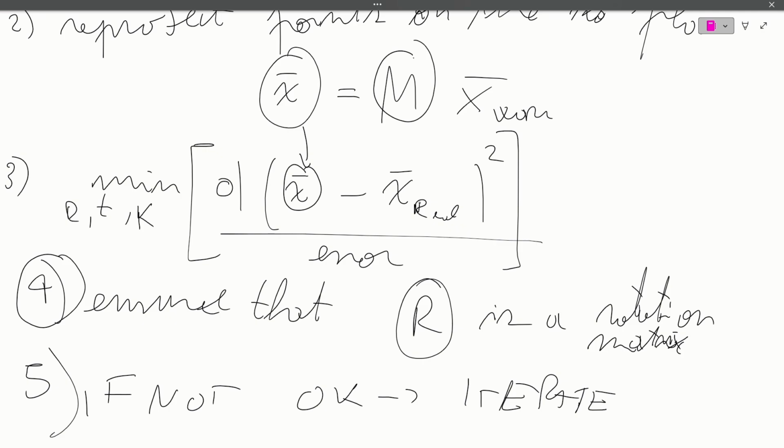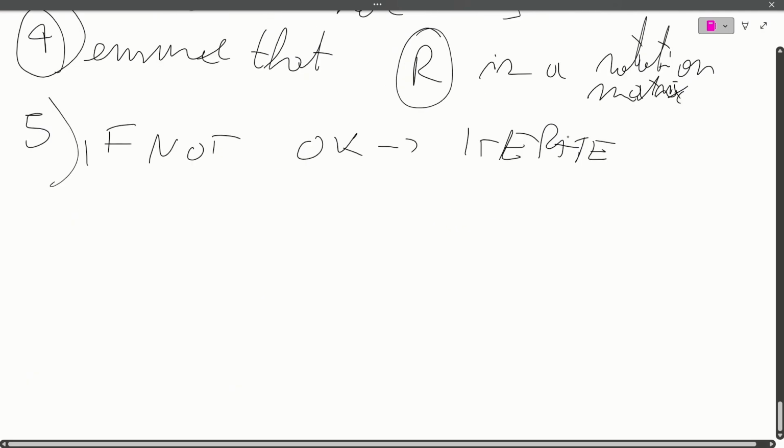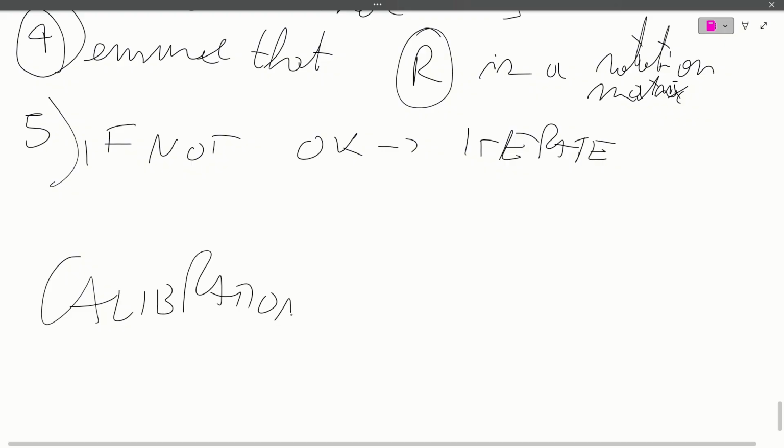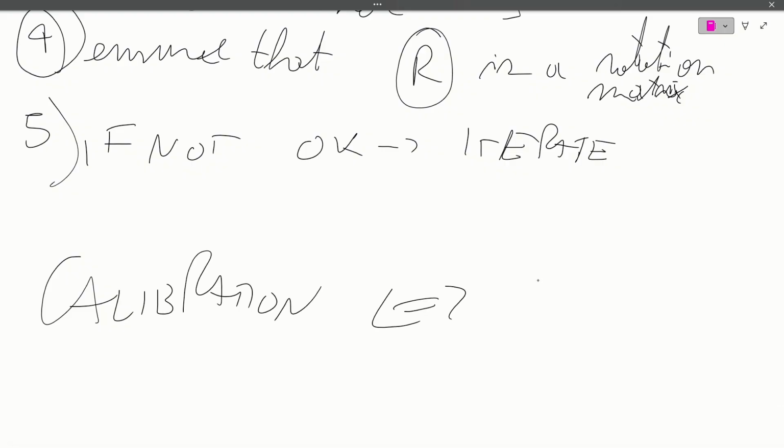This is camera calibration. Basically, calibration is the process of finding K, R and T, and this is the method.